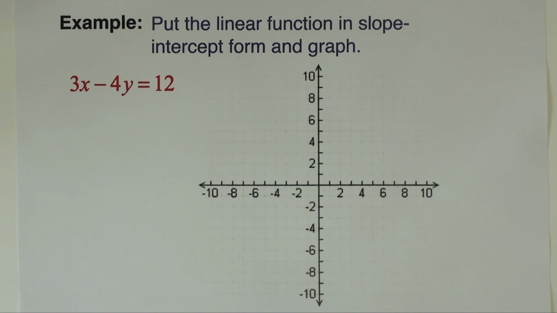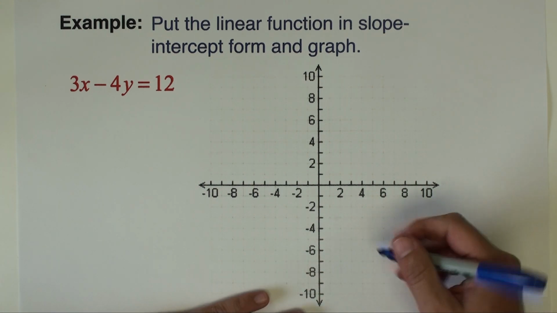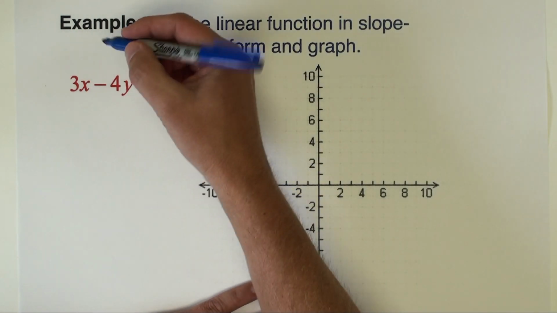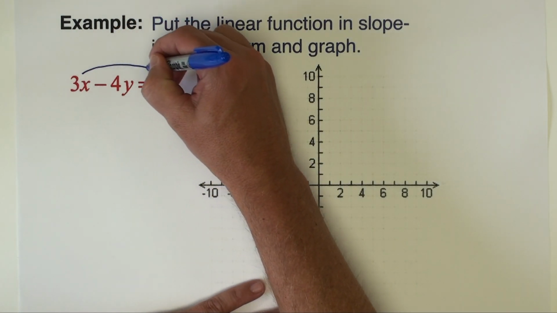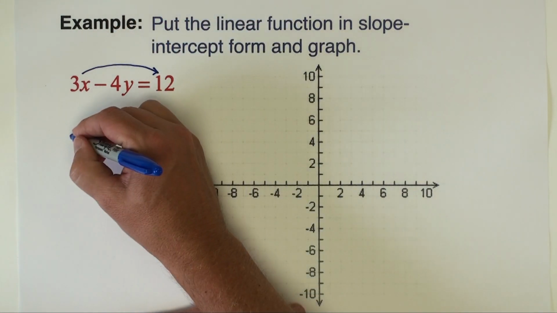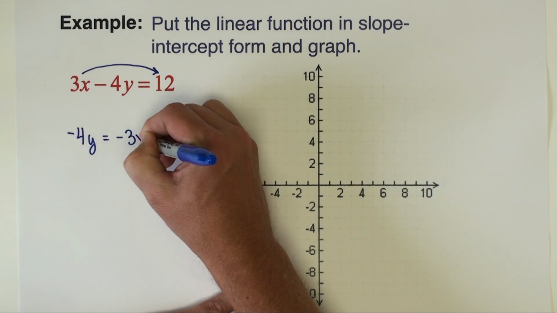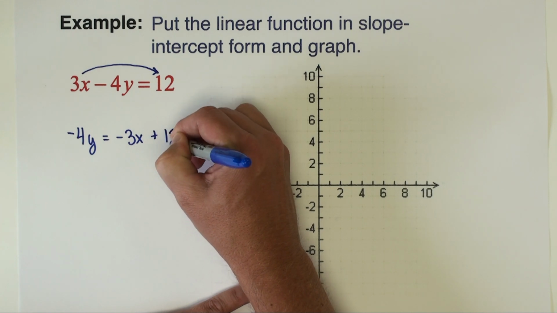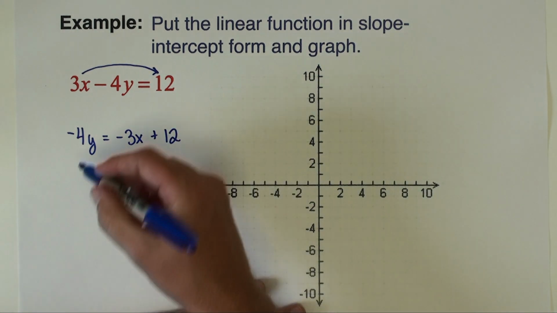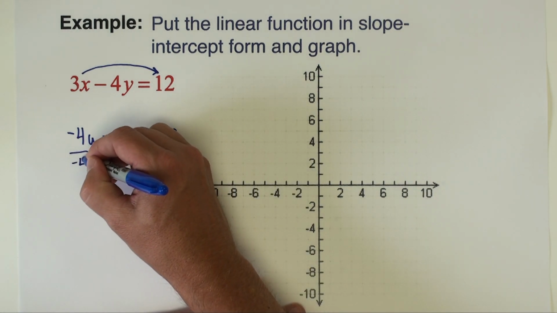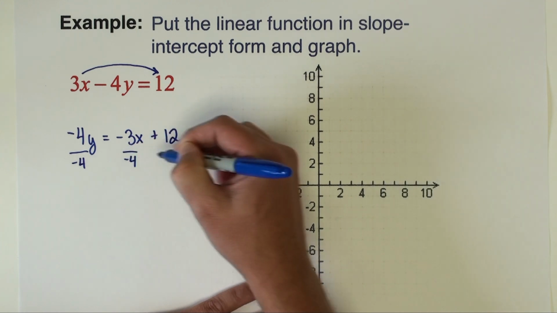All right, this next example problem is asking us to put the equation in slope-intercept form. So I'm going to solve it for y. I'm going to take this 3x, I'm going to move it to this side by subtracting it. So we'll have negative 4y equals negative 3x plus 12. I'm going to divide all terms by negative 4.